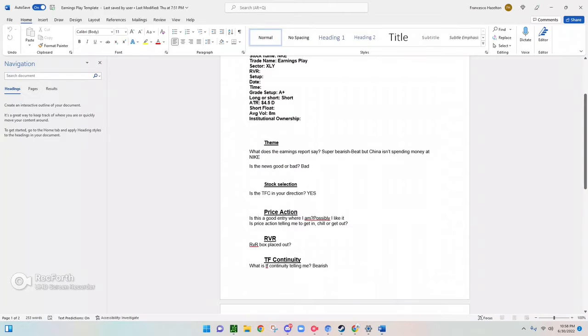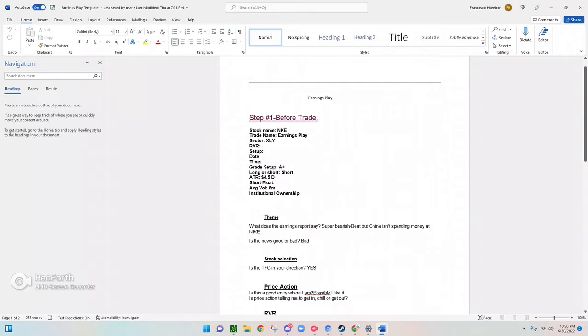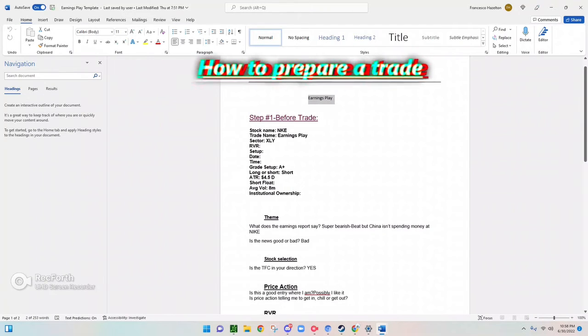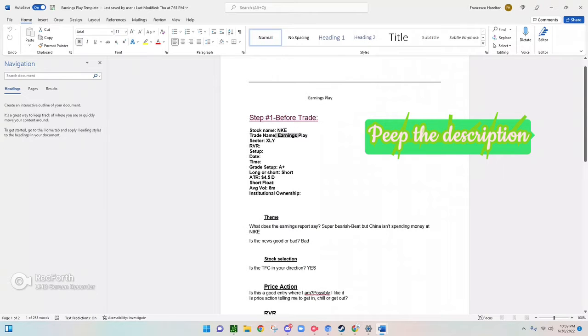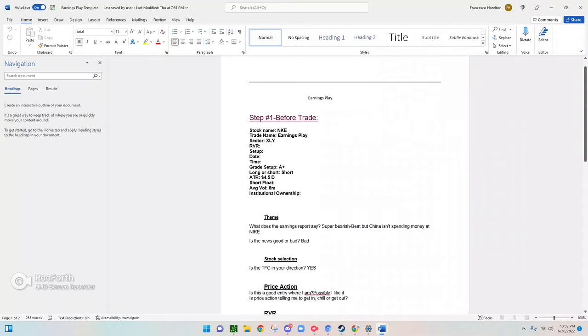So I want to start with what I begin with. I pull up my template. I'm going to leave this in the description below. It's pretty much before the trade, setting up the trade. Stock name Nike, earnings play, sector of the stock. That's super important. I really don't like to play XOY, but I do anyway.